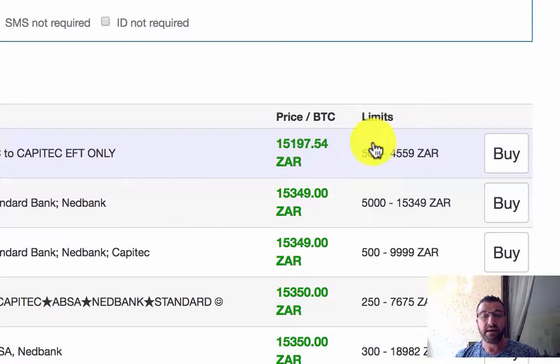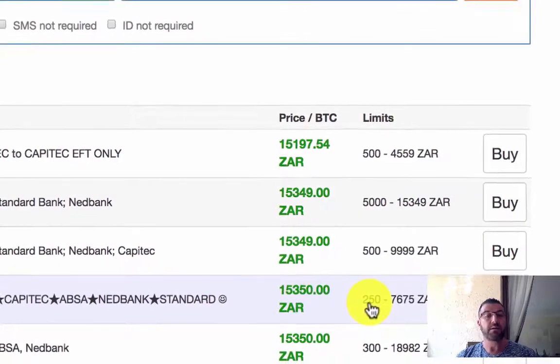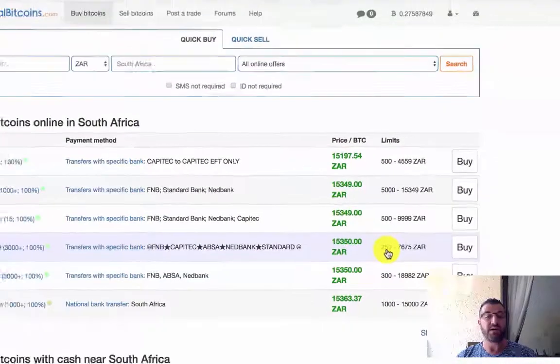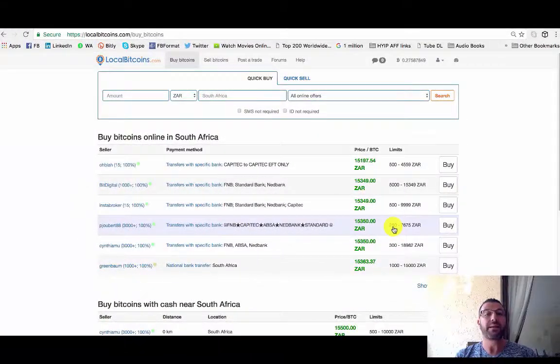And over here, the limits is the amount of money that he's prepared to accept. So he's prepared to accept payments from 500 Rand to 4,559 Rand. Now the reason it's 4,559 Rand is that's the maximum amount of Bitcoin that he has in his wallet. And he's not prepared to do any transactions less than 500 Rand. So if you wanted Bitcoin to the value of 300 Rand, you couldn't use that supplier. You'd have to use this supplier because he's prepared to accept deposits of 250 Rand as the minimum.